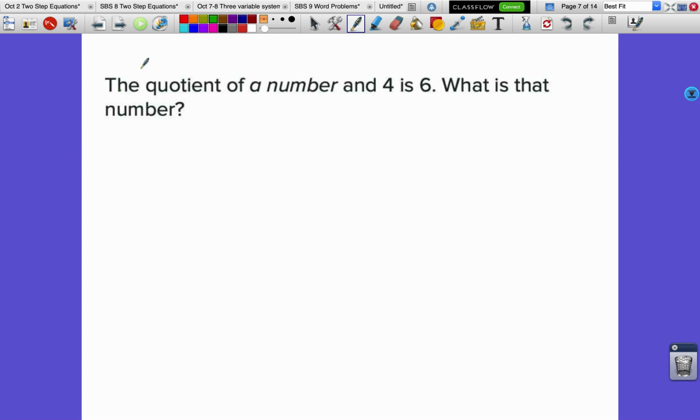And last one of these, the quotient of a number and 4 is 6. Quotient means divide. And we want to make sure we do this in the right order. Since a number comes first before the 4, it's got to be x over 4 equals 6. Undo that, divide by 4 by multiplying both sides by 4. And I get x equals 24. Let's plug it back in. 24 divided by 4 equals 6. 6 equals 6.